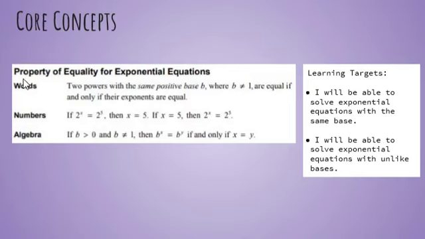For our core concept, we have the property of equality for exponential equations. Basically what this is saying is that if you have exponents with the same base, you can set them equal and then solve for their exponents, like make an equation out of their exponents.